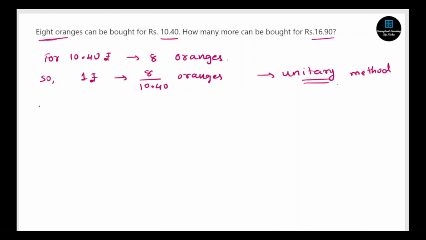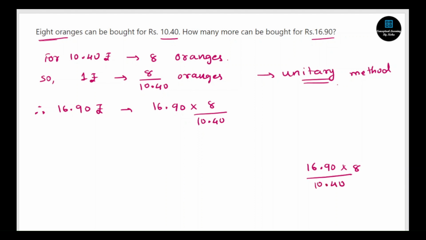Now, therefore, what I can say, for 16.90 rupees, right? 16.90 rupees. What I can do? I can buy 16.90 times 8 upon 10.40. 1040. Now, how to simplify this easily without wasting a lot of time? So, I'll just write this over here, okay? You can do this in your rough work. Alright, you can show your calculation also, no problem.